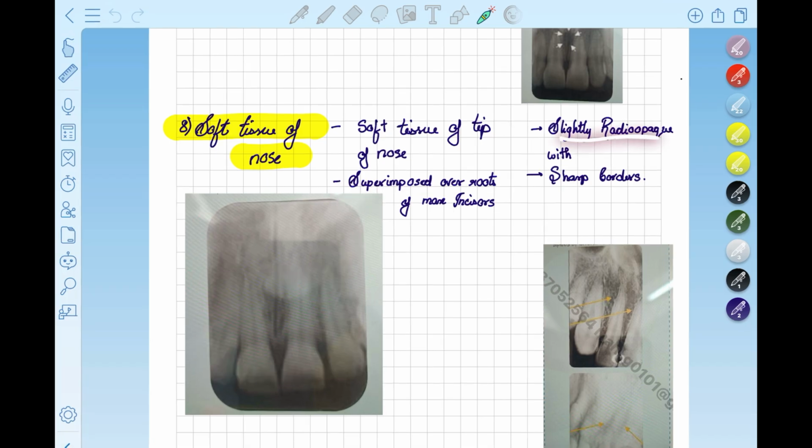It appears slightly radio-opaque with sharp borders. The soft tissue of nose appears as a radio-opaque structure with sharp borders.